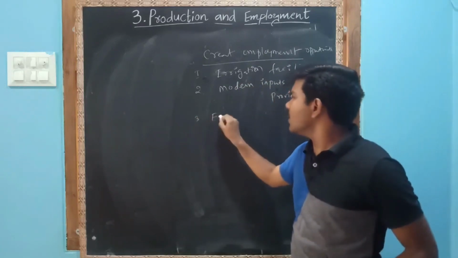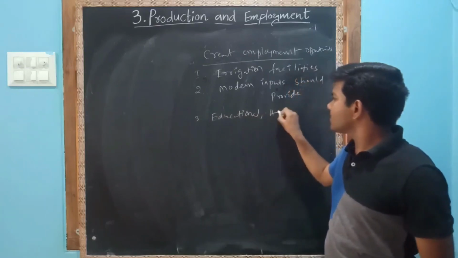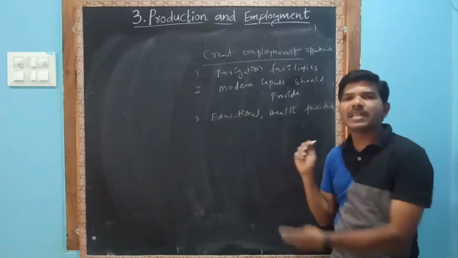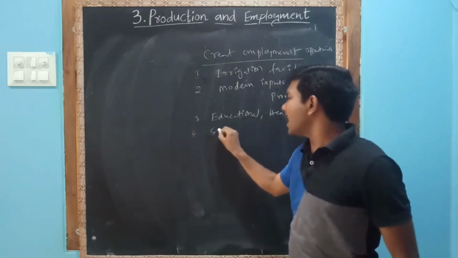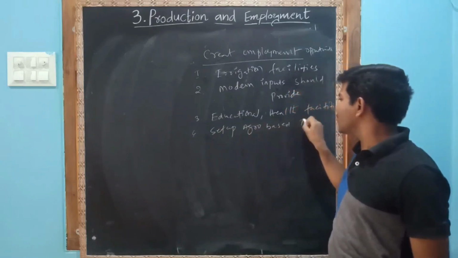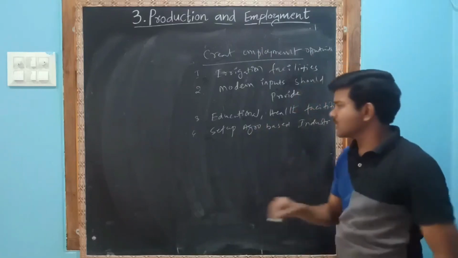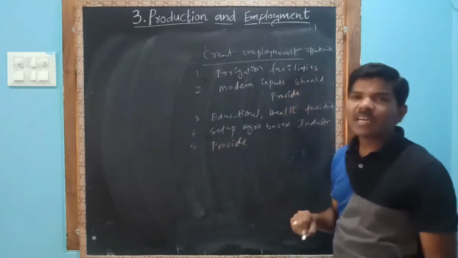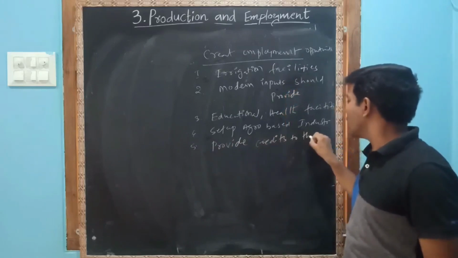Third one, educational and health facilities. We need to provide better health and education facilities. Next, set up agro-based industries. So the government also needs to set up agro-based industries. Next, fifth one, provide credits to the farmers.